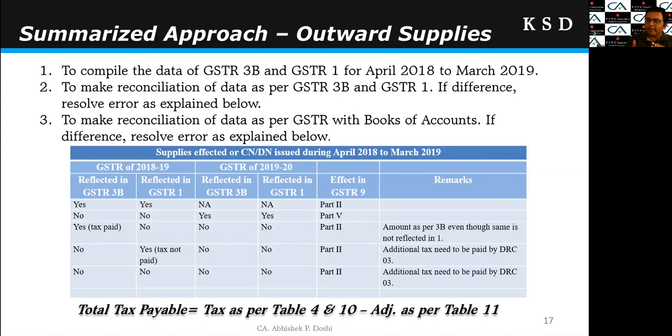So here the tax has been discharged, so it will be part of part 2 only, in table 4 or 5 of the GSTR 9. And I have discharged the tax properly, so I am not supposed to discharge any additional tax liability.